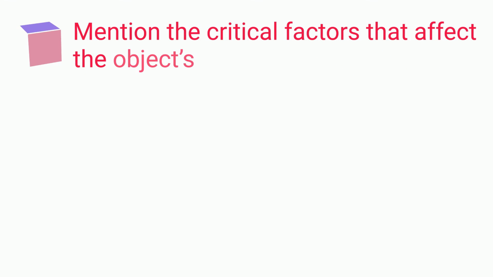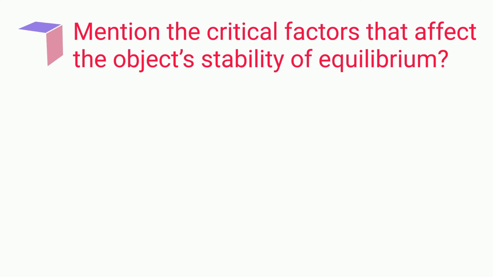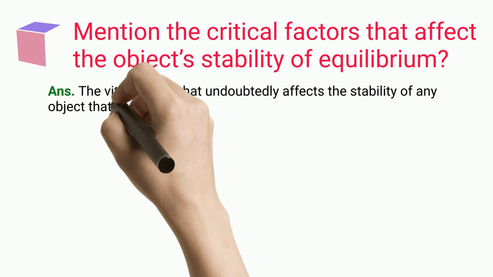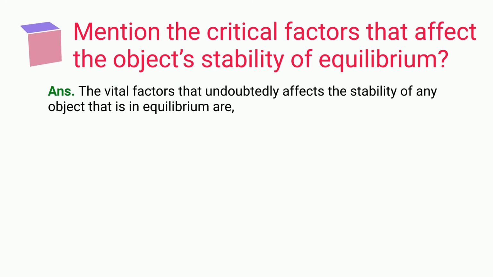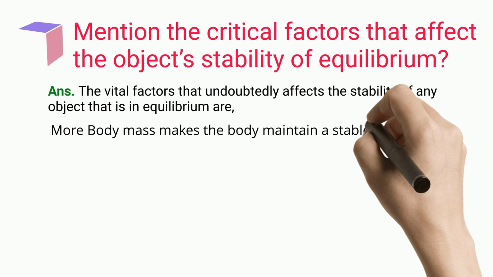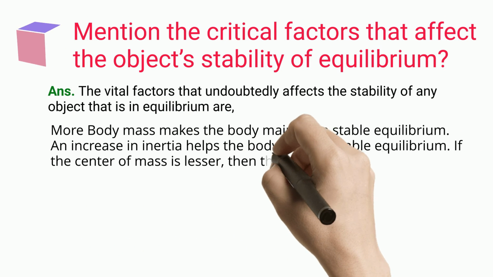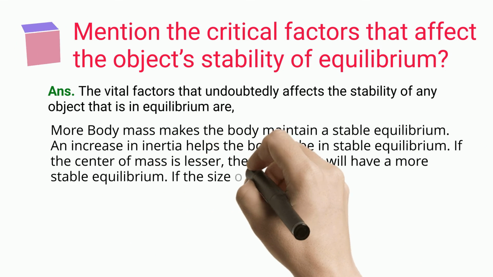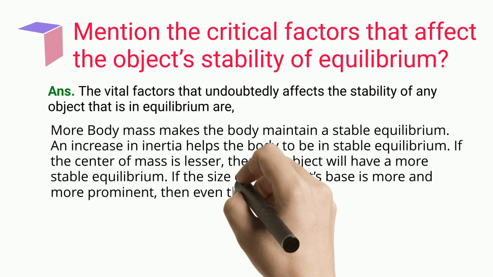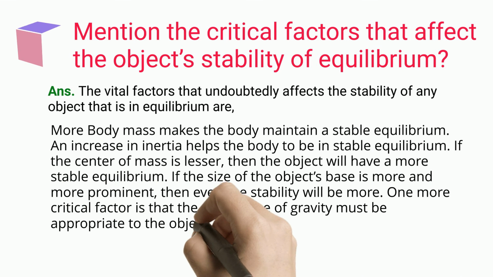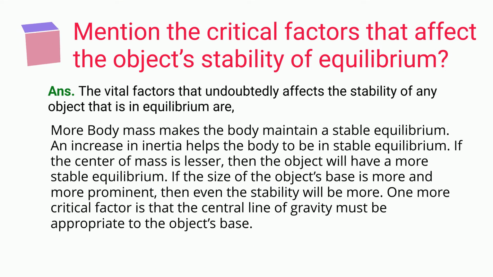Mention the critical factors that affect the object's stability of equilibrium. The vital factors that affect the stability of any object that is in equilibrium are: more body mass makes the body maintain a stable equilibrium. An increase in inertia helps the body to be in stable equilibrium. If the center of mass is lower, then the object will have a more stable equilibrium. If the size of the object's base is larger, then the stability will be more. One more critical factor is that the central line of gravity must fall appropriately within the object's base.